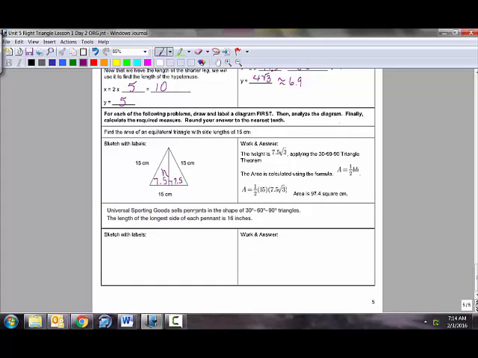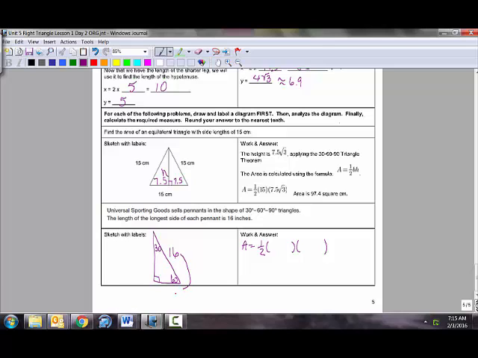So it says now we have these pennants in the shape of 30, 60, 90 triangles. So let's draw a 30, 60, 90 triangle. That means a scalene triangle. The 30 degrees is across from the shorter side. 60 is across from the longer side. And it says the length of the longest side of the pennant is 16. Now to get my area, I have to take 1/2 this base times this height. So I need to find the other two sides. I need to get shorty.